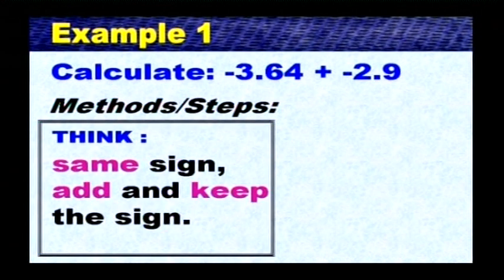Now, if we think of the rule, you would see that we are adding two negative numbers, which means that the signs are same. So the rule in adding directed numbers applies that when you are dealing with same sign, you add and keep the sign. Same sign, add and keep the sign. So, how can we do that? Okay?